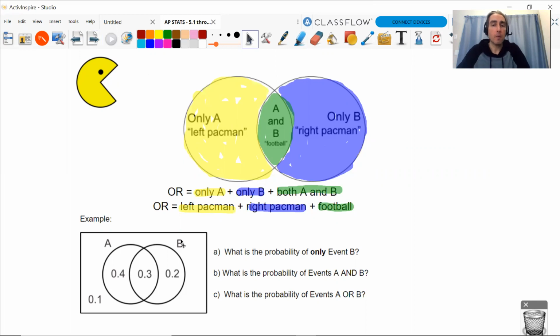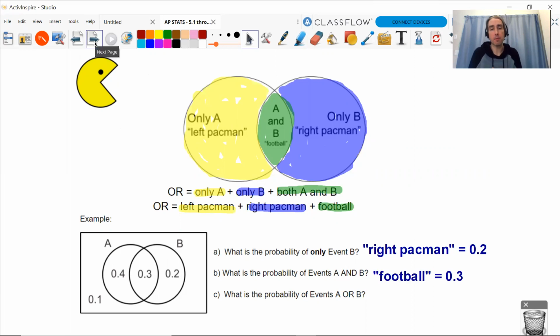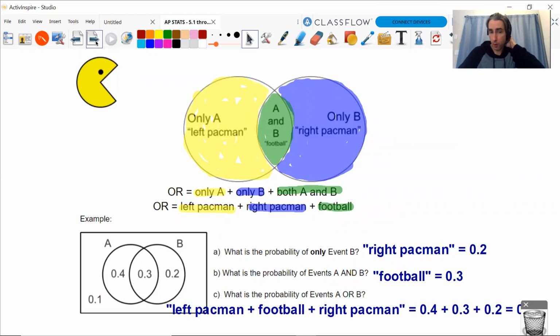So look at the Venn diagram below. We want to know what's the probability of only event B. Well, that's going to be 0.2. That's the right Pac-Man. Next, the probability of events A and B is that overlap in the middle, so that's going to be the football. That's 0.3. And the last one, the probability of A or B, is going to be all three of those, 0.4, 0.3, 0.2 added together, which is going to give you 0.9. Notice there's a little bit left over. Well, that's going to be 100%, because not everything in probability land is going to fall in those Venn diagrams. Sometimes there'll be things outside of it. So that's where the remaining is. And if you do the math, they all add to 1.